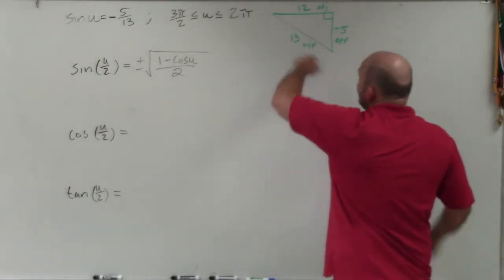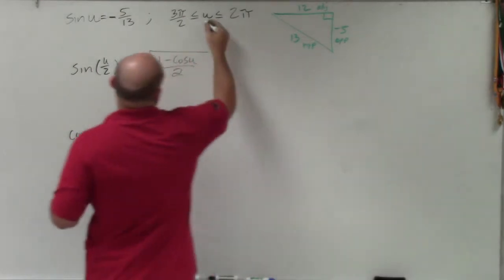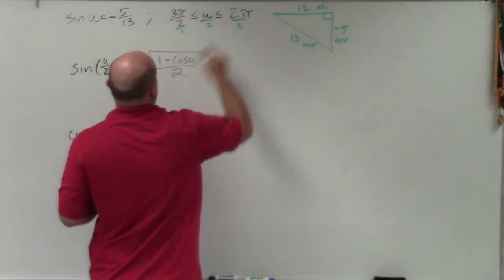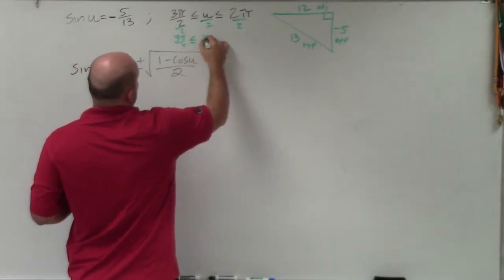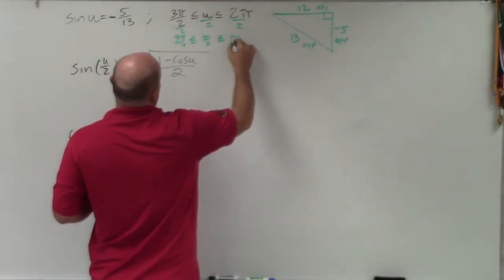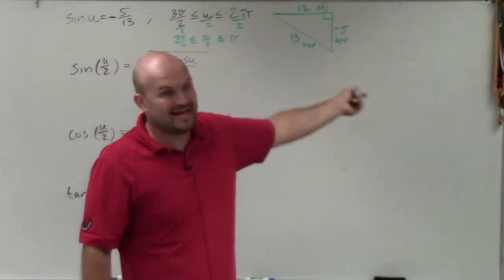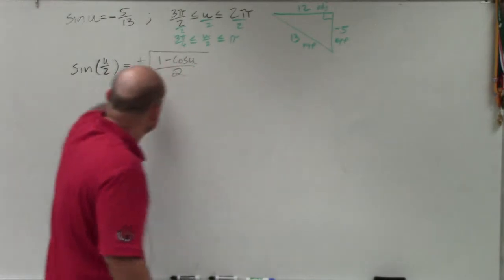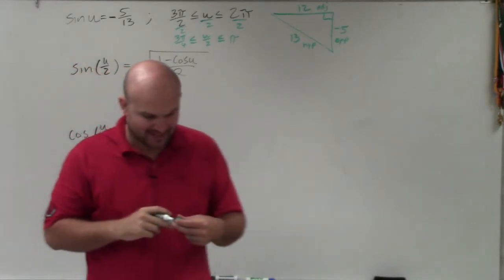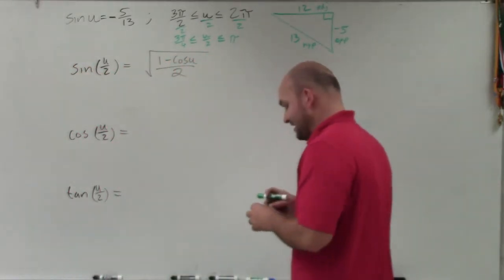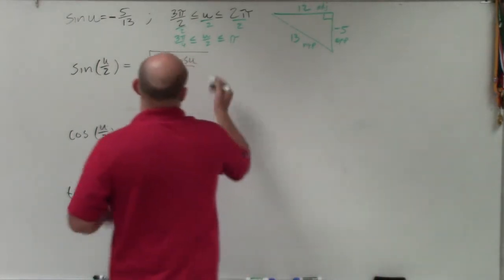We know the angle u is in the fourth quadrant. But to figure out where the angle u over 2 is, we can divide everything by 2. What I obtain is 3 pi over 4 is less than u over 2, which is less than pi. Well, going back over to those angles, that is residing in the second quadrant. Sine is always positive in the second quadrant. So therefore, we're just going to have the positive version. All right, so now let's go ahead and plug in our information.